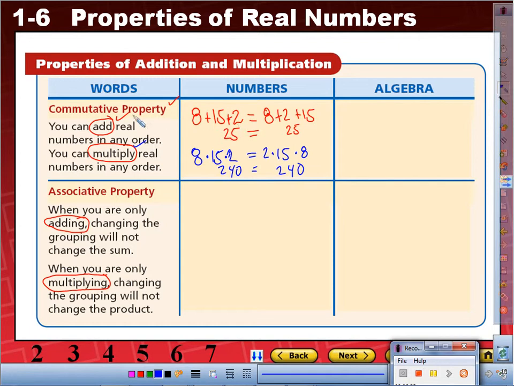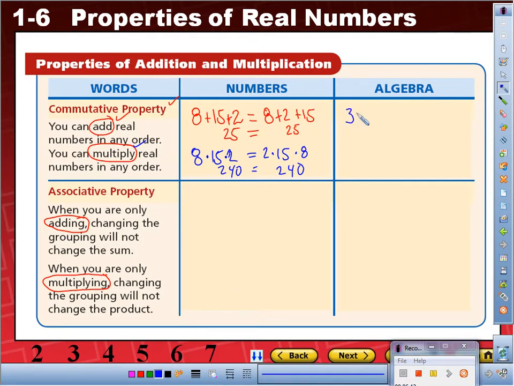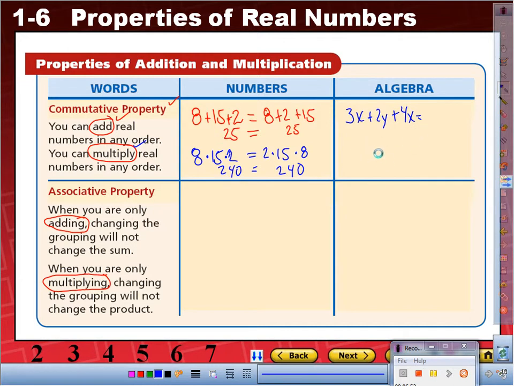So, let me show you now with algebra. This is what it says. Let me use 3x plus 2y plus 4x. Which of these is easier to combine? Which ones can combine? So I can move these around, so this becomes 3x plus 4x plus 2y.